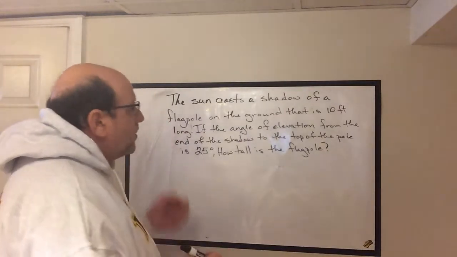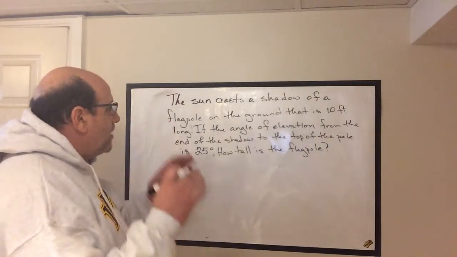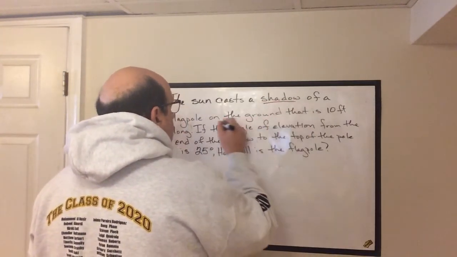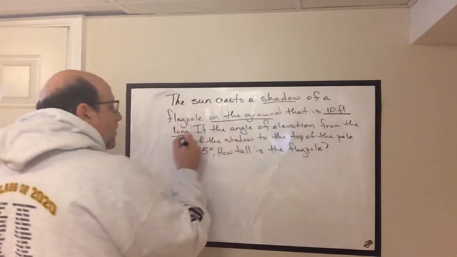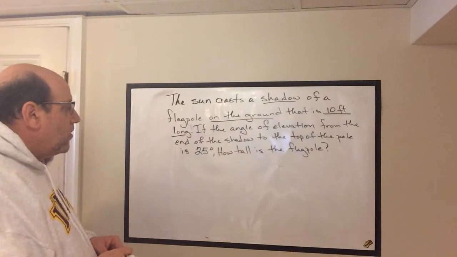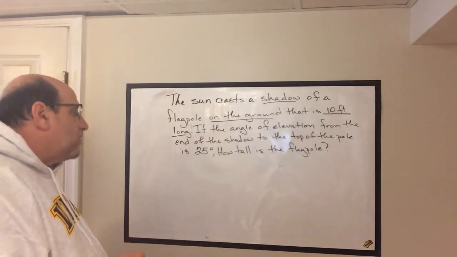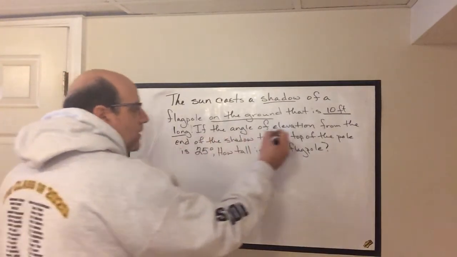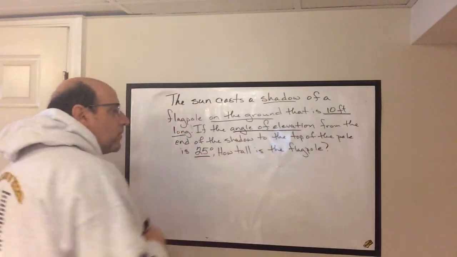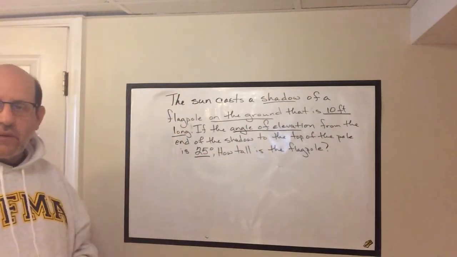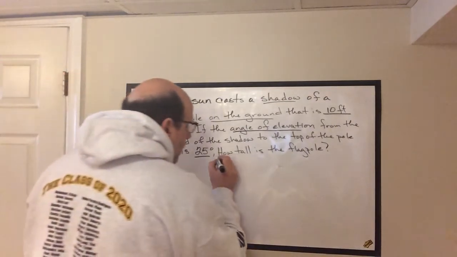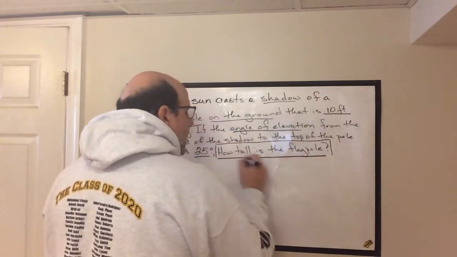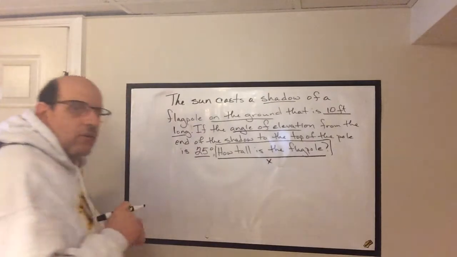This says the sun casts a shadow of a flagpole on the ground that's 10 feet long. Okay, we need to know that shadow, shadow on the ground, 10 feet long. If the angle of elevation from the tip of the shadow or the end of the shadow to the top of the flagpole is 25 degrees, all right, we need angle of elevation is 25 degrees. How tall is the flagpole? So we want to know, how tall is the flagpole? That's our big question. That's what we have to answer. That's our X, okay, when we draw this picture.